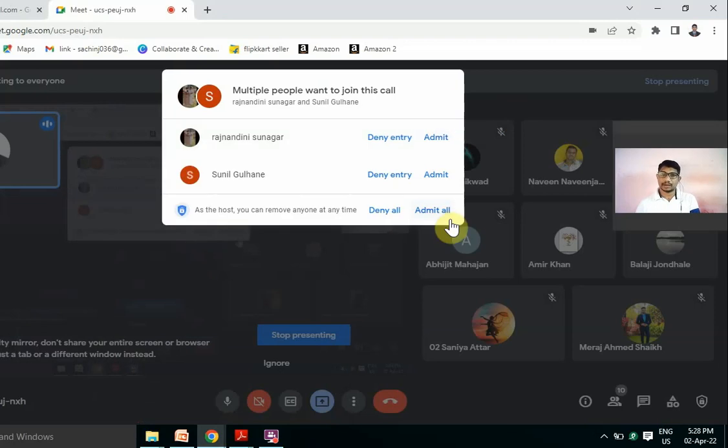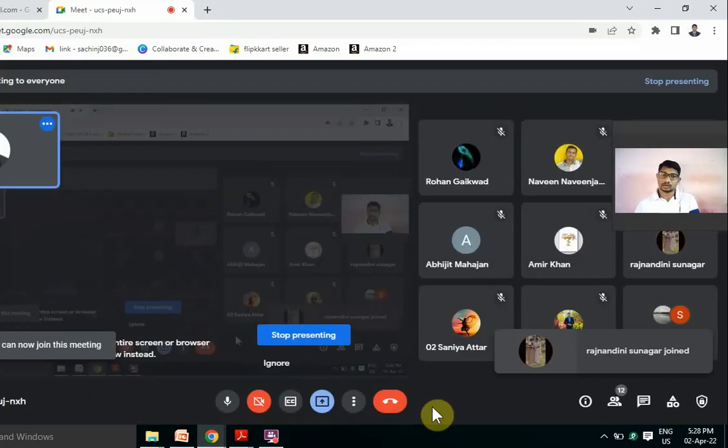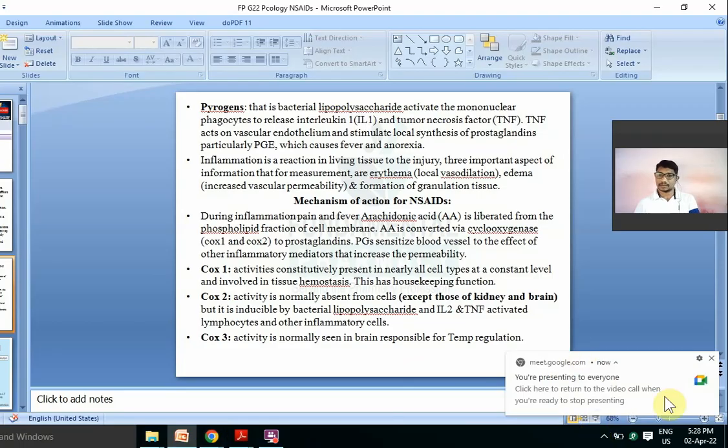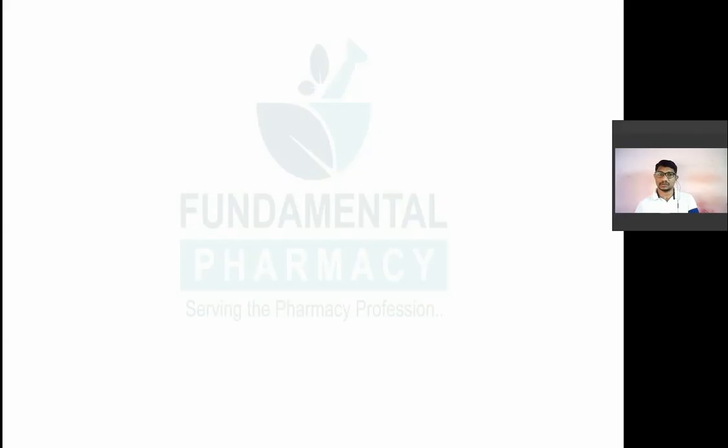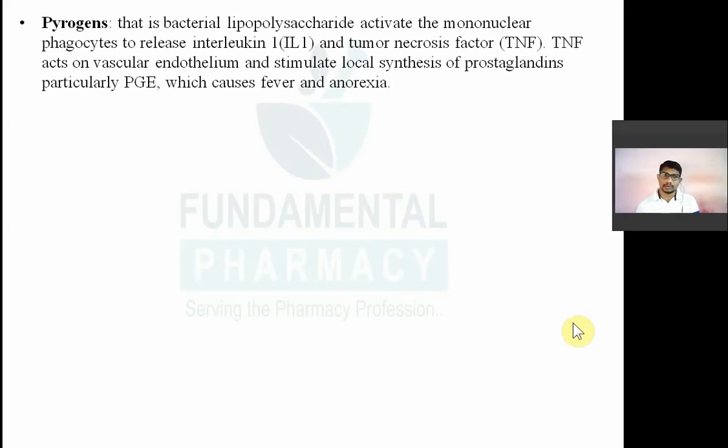Chemically they are lipopolysaccharide in nature. So mostly lipopolysaccharide, and they can increase your body temperature. That's why they are known as the pyrogens. Pyro means pyrexia and gens means causative agent. So those are the pyrogens. It is a bacterial lipopolysaccharide.